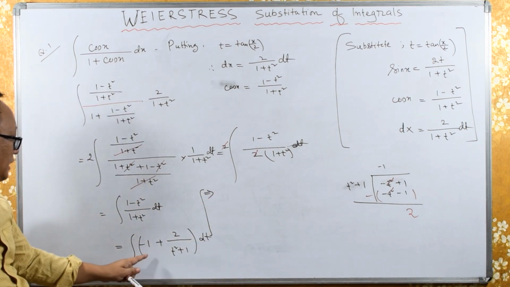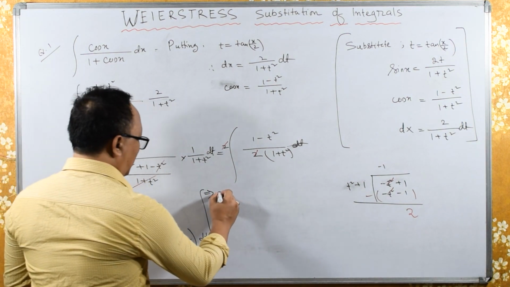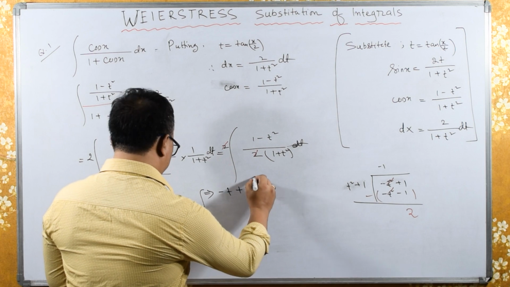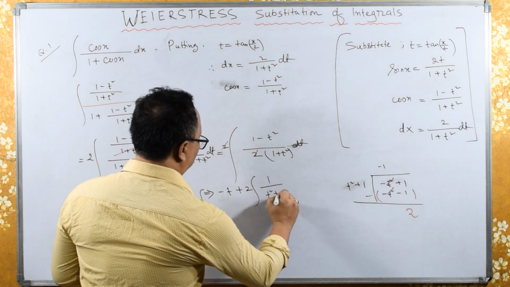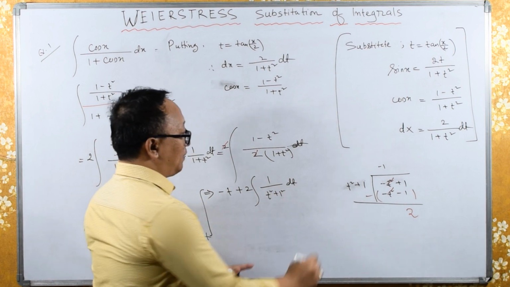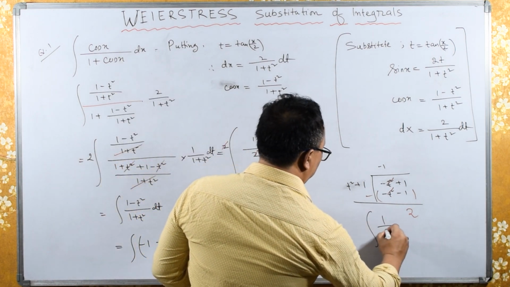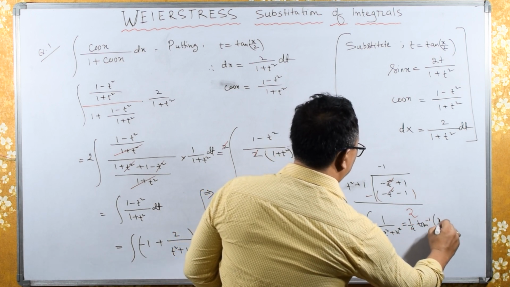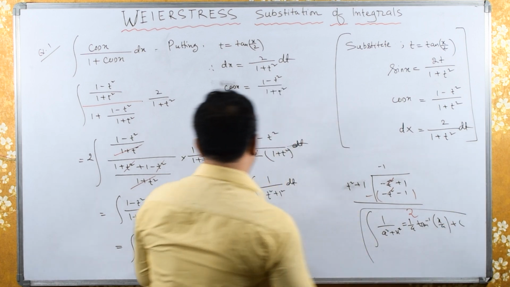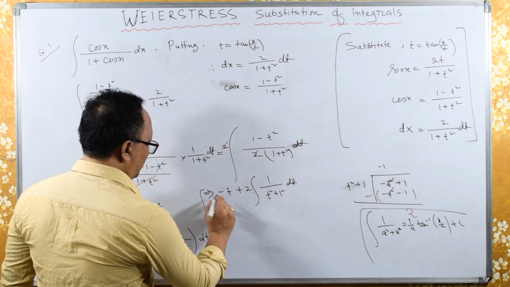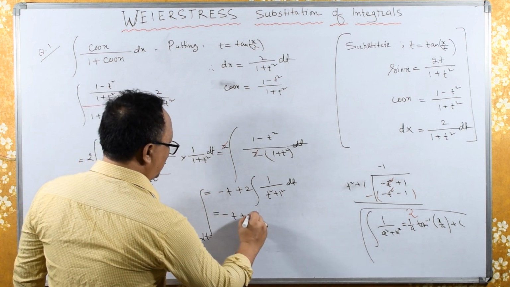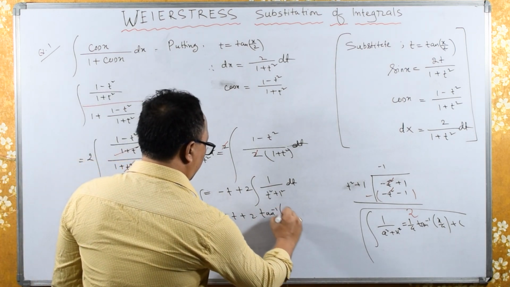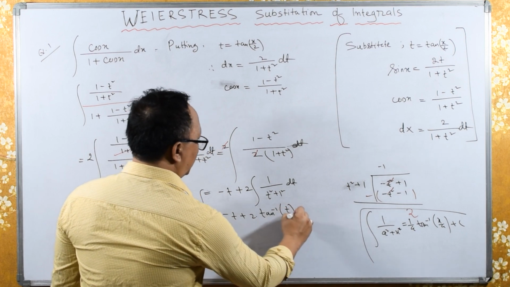If I integrate this, the integral of minus 1 is minus t, plus. Now 2 I can send outside: 1 upon t square plus 1 square dt. It is of the form integral of 1 by (a square plus x square), which is 1 by a tan inverse x by a plus some constant. Now apply here: equals minus t plus 2 times 1 by a. Here 1 by 1 is 1, tan inverse x by a, here t upon 1 is t, plus some constant.